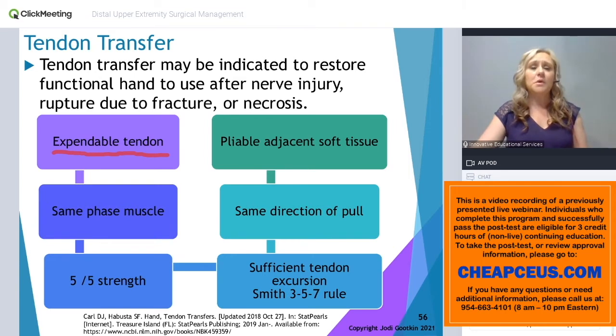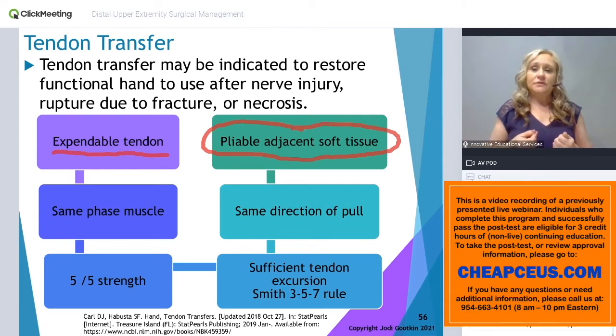Where we can play a role, if we're seeing them preoperatively, is that it needs to be pliable soft tissue. They need to be able to resect out that tendon, with enough length and elasticity on it to move to the recipient site. We also have to have good 5 out of 5 strength of the donor site, because immediately it's going to lose about 1 grade of strength from the tendon transfer.